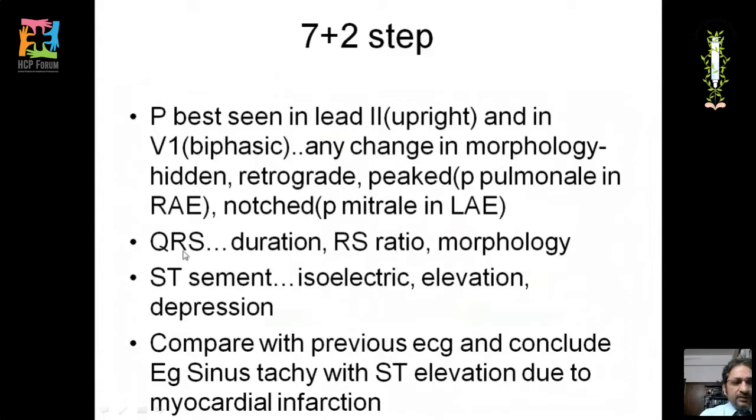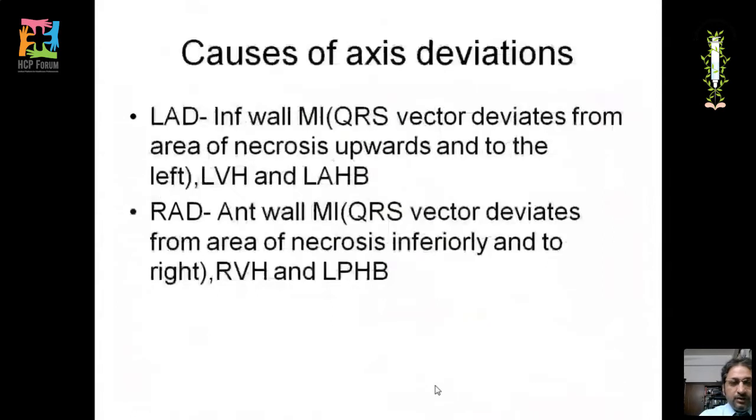For the QRS, you note the QRS duration, the RS ratio, and the morphology. And for the ST segment, you have to see whether it's isoelectric, elevated, or depressed. Then if you have a previous ECG, you compare it to find out if there is a new ECG change, and then you conclude the ECG, for example, this ECG shows a sinus tachycardia with ST elevation, which may be due to a myocardial infarction. This is how you conclude an ECG.